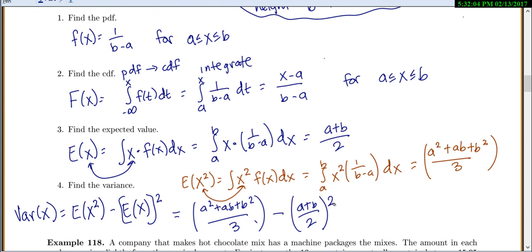You have to do a lot of algebra, simplifying, but eventually you get to the point where this is just a minus b squared over 12. So we found our equation for our variance. Now that we found all of these equations, you can use this on every uniform distribution problem from here on out. You don't actually have to do all of this work each time.